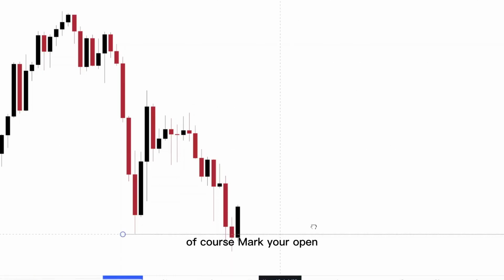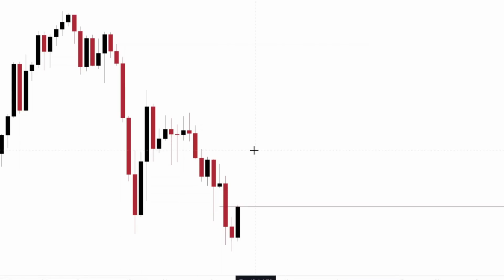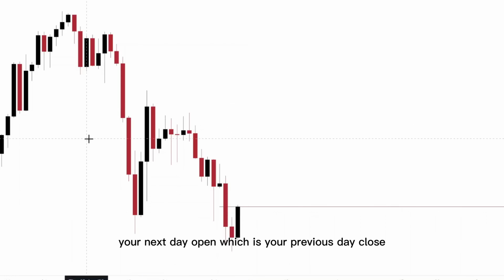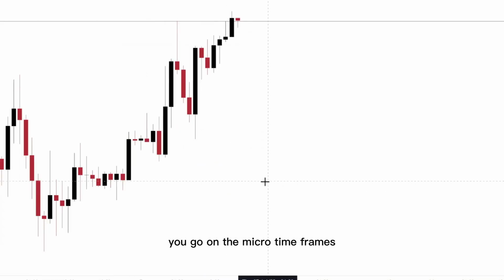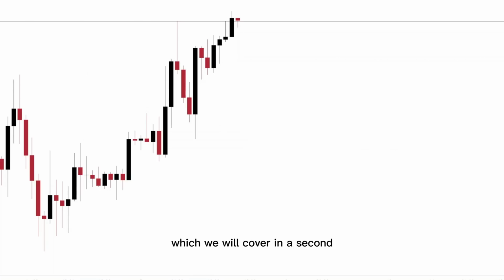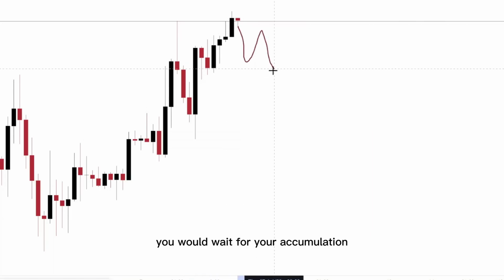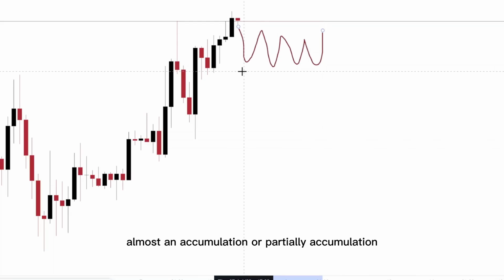Of course, mark your open, your next day open, which is your previous day close. Once you do that, you go on the micro time frames. So your two options here: you would look for an unmitigated order block, which we will cover in a second. And the other option, of course, is you would wait for your accumulation, a clear accumulation. It can be almost an accumulation or a partial accumulation.